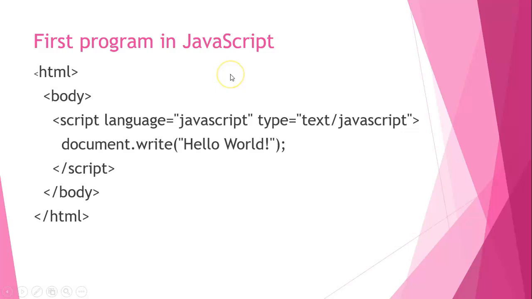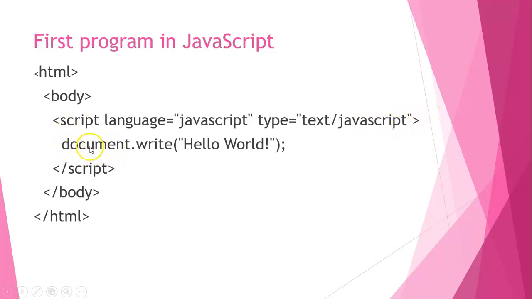Now your first program in JavaScript looks like this. You cannot do away with these HTML tags. You have to work with them, because we are going to execute this statement on a browser. So look here, you have HTML and then body. Then we have this line. It uses a script tag, and then it says the language is JavaScript. That's how you write it. And then the type will be text/javascript, and you close with that.